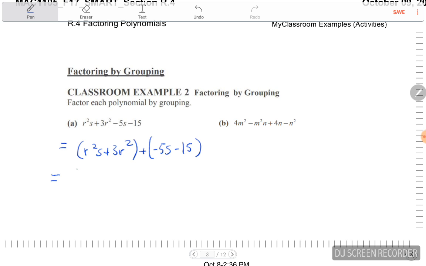The r squared s plus 3r squared. What I can take out that's common is the r squared term. And what's left is s plus 3. And then from the other set, I can take out a -5. And at this point, I don't need this plus anymore once I do that.